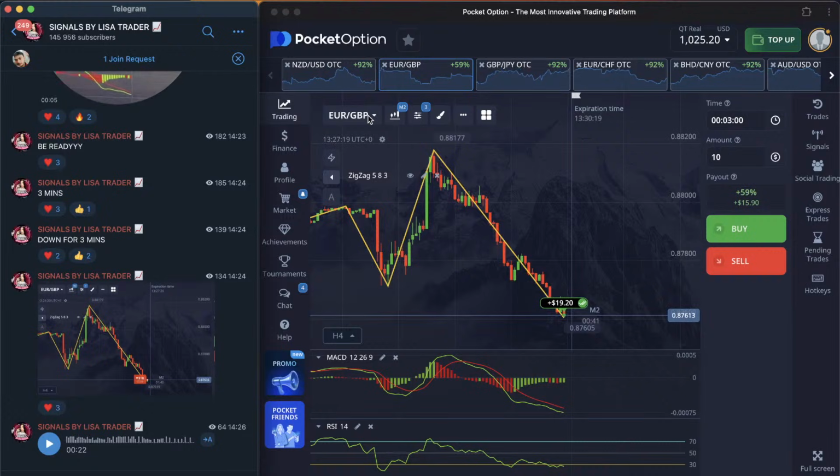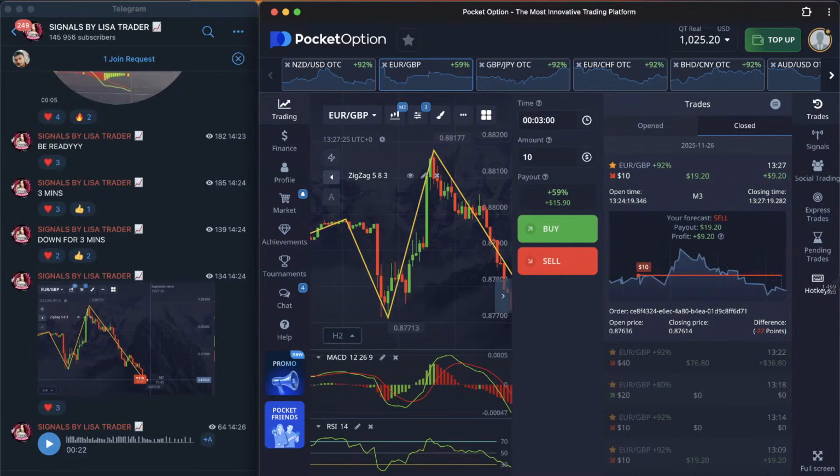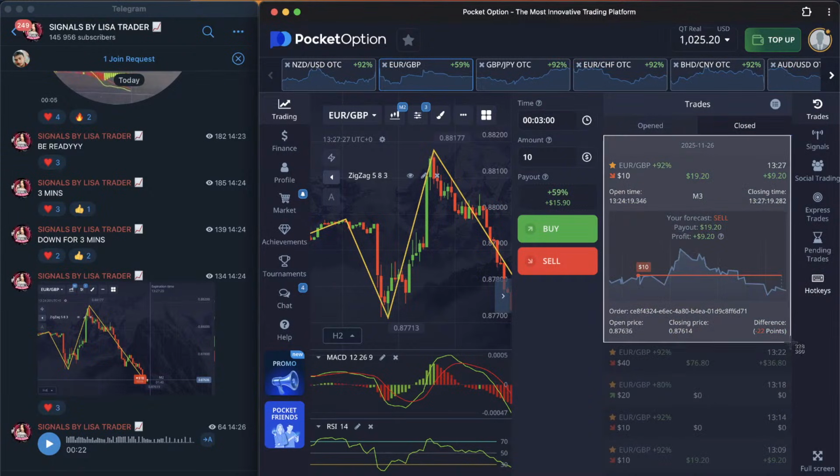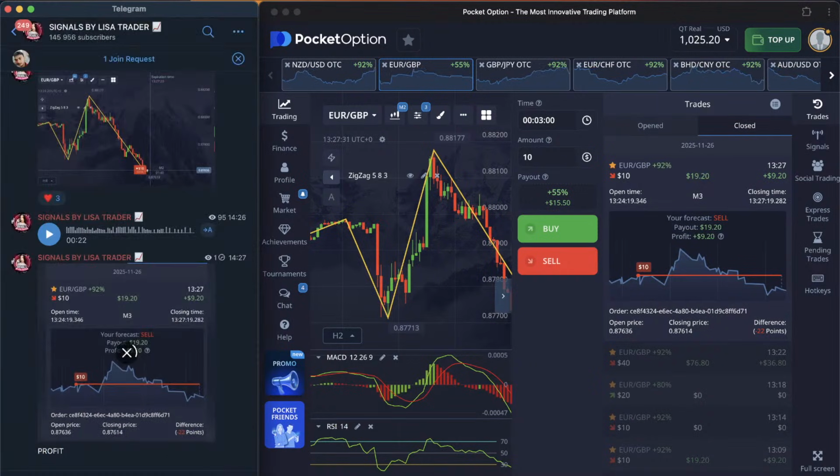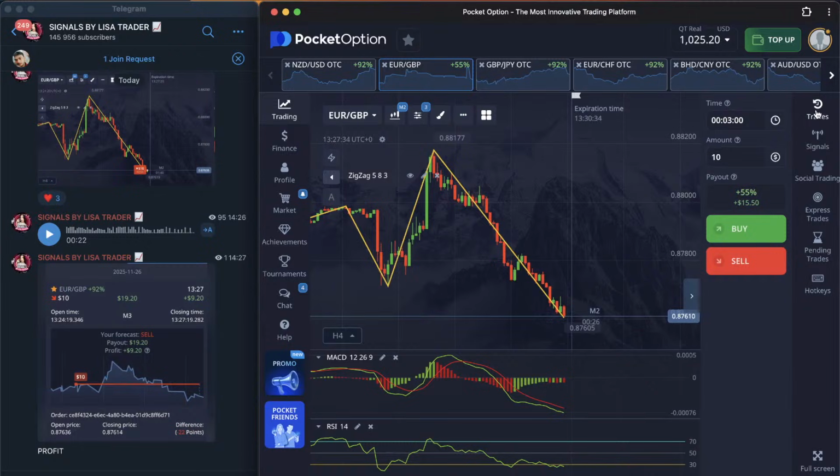And we close this trade. Okay, perfect. Minus 22 points. That's great. Here it is. So, oh, the payout is already 55%.